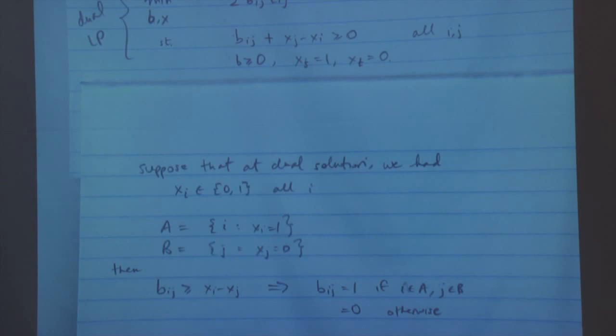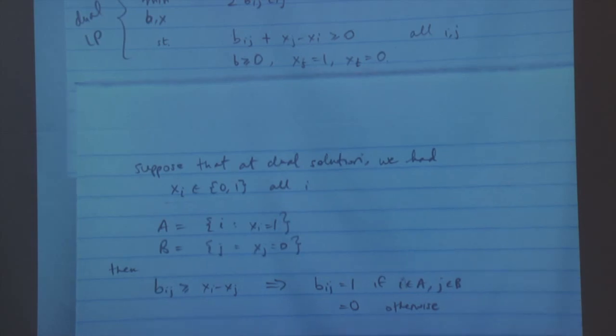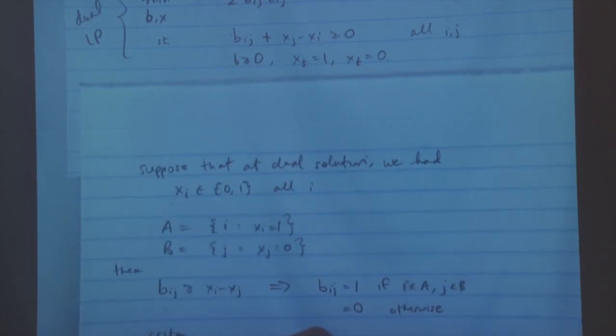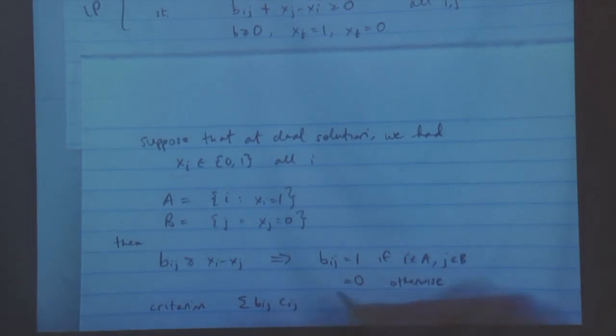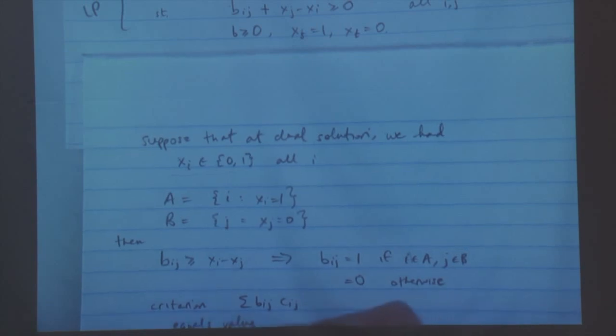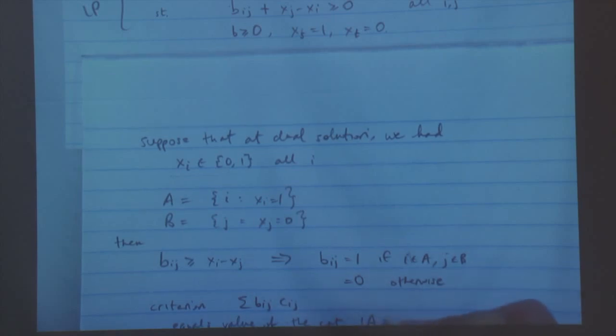So if we were lucky and we happened to get that x at the solution was all binary, then so would b. And we would see that exactly A and B define what we might call a cut over the graph. And this criterion value equals the value of the cut defined by the pair A, B.